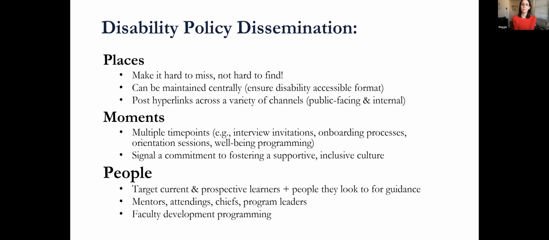The policy can be maintained online in a central location, which can also help ensure that online accessibility standards are met. But keep in mind that learners and faculty and applicants are going to look for this information in different ways at different times. So links to this central disability policy should also be available across multiple platforms. That includes things like the programs' or the institution's public-facing websites, so that across specialties, a prospective applicant could find this information. It also includes internal-facing resources like GME handbooks or newsletters.